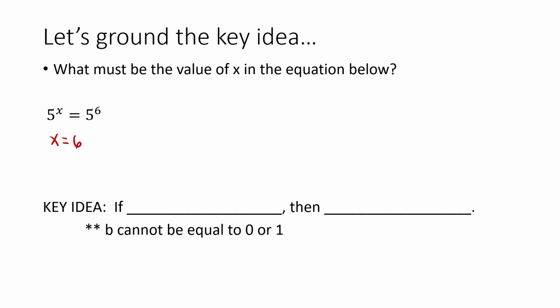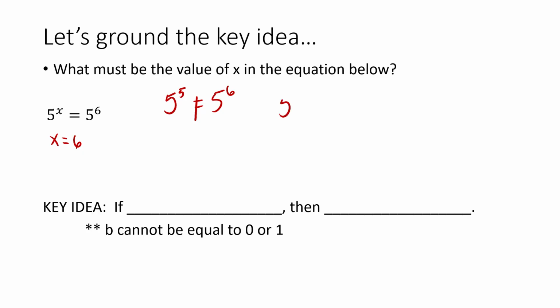If x were something other than 6, so if you had 5 to the 5th power equals 5 to the 6th power, that would not be true. This is 5 multiplied in 5 times. The other one is 5 multiplied in 6 times, and that's not going to be the same. And you can also go in this direction with it.